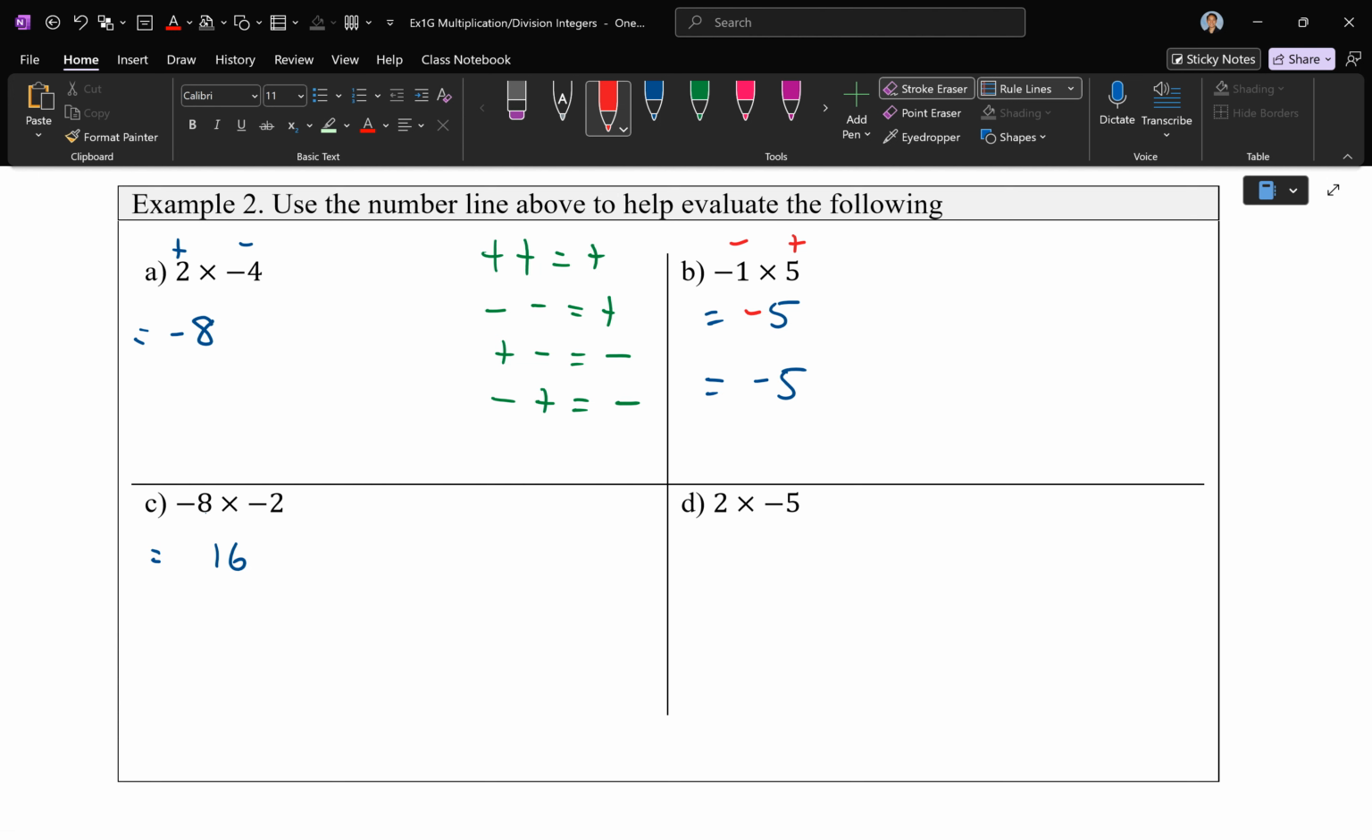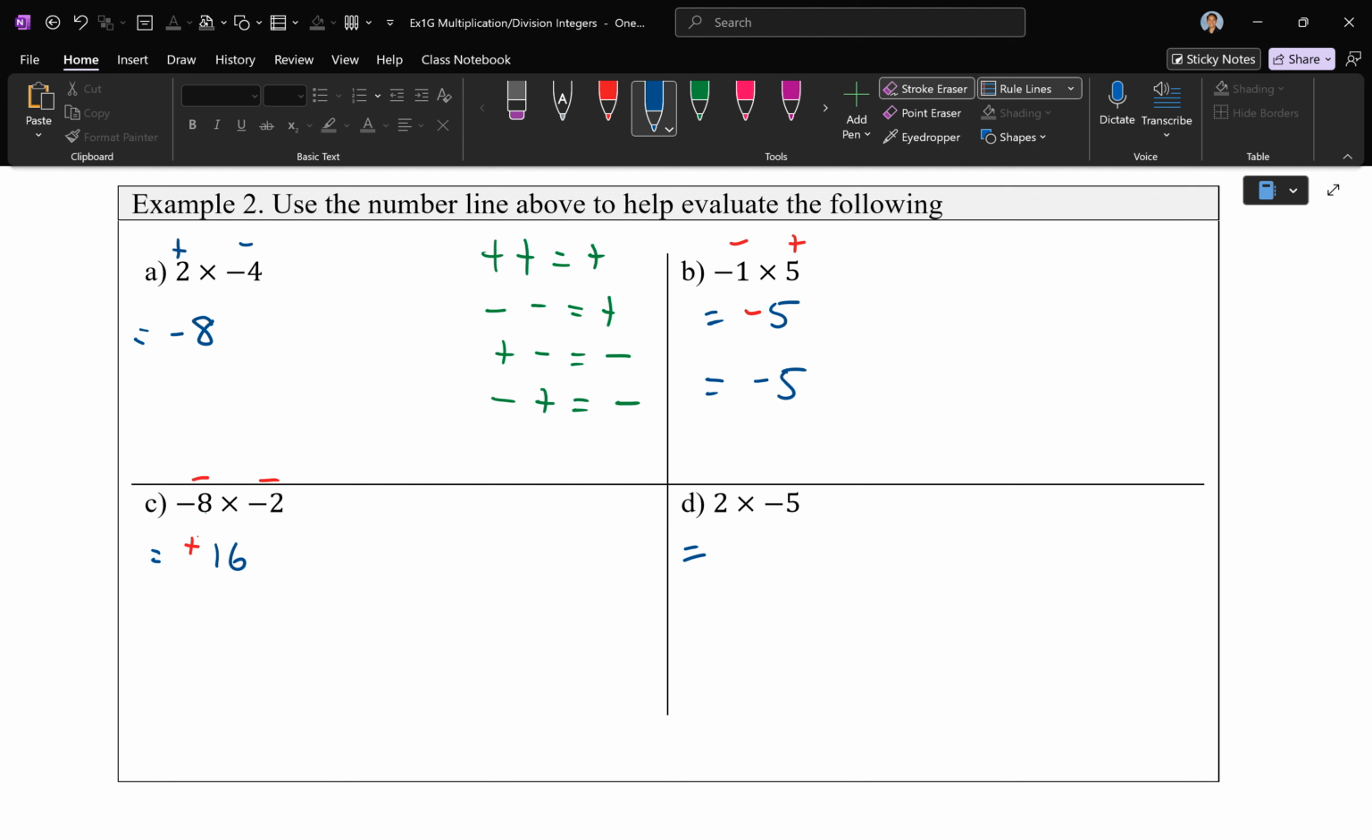So -8 times -2. 8 times 2 is 16, but we have a negative number for 8 and a negative for 2. Double negatives, which we know from before, has to be a positive, so Attila was correct. It is positive 16. Who wants to have a go? Hands up for the last example.